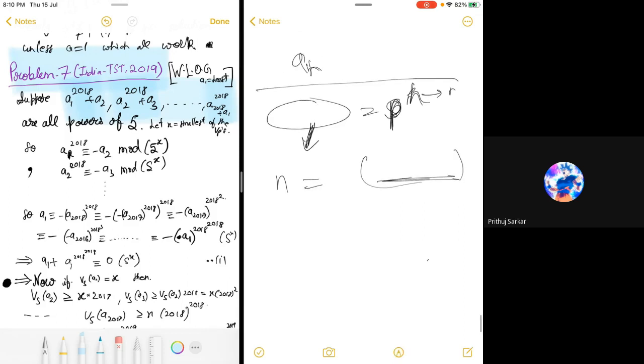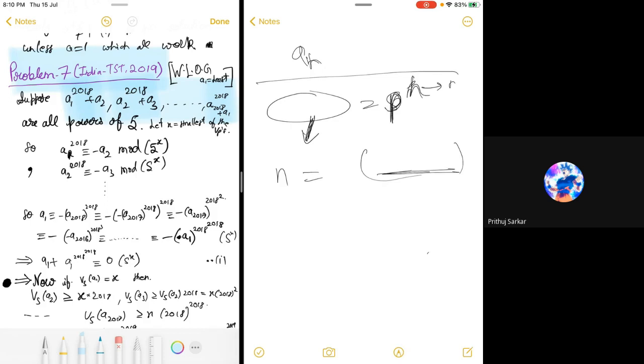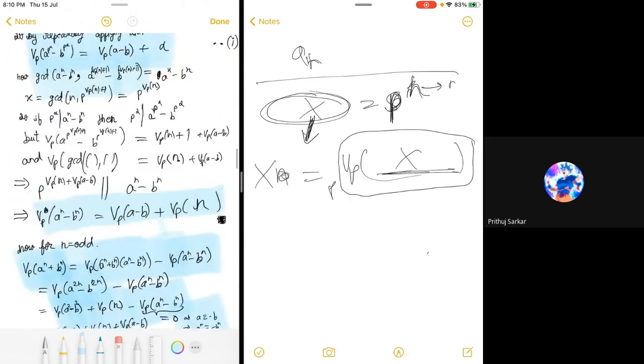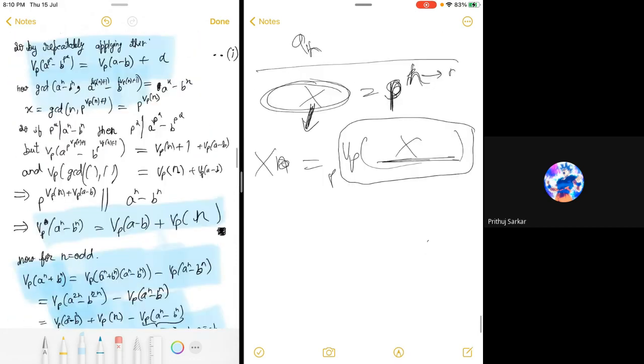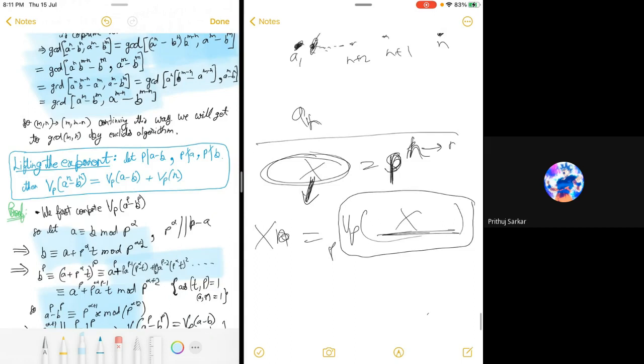Now, many times bounding arguments work, because if this is a power of p, suppose this is x. If some expression x is a power of p, then p to the Vp of x is exactly equal to x. Now we have got Vp of x, and also notice that, for example, in the lifting the exponent lemma, Vp of a to the n minus b to the n, which is very large, is this small number Vp of a minus b plus Vp of n.